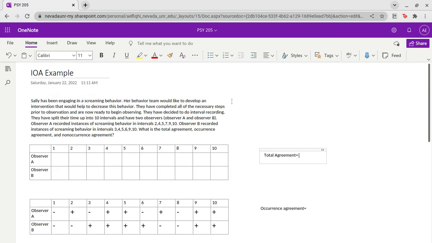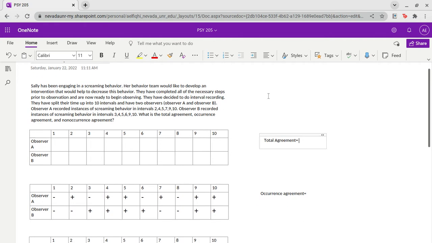Okay, so this is just an example I came up with. It says, Sally has been engaging in a screaming behavior. Her behavior team would like to develop an intervention that would help to decrease this behavior. They have completed all of the necessary steps prior to observation and are now ready to begin observing. They have decided to do interval recording. They have split their time up into 10 intervals and have 2 observers, Observer A and Observer B.